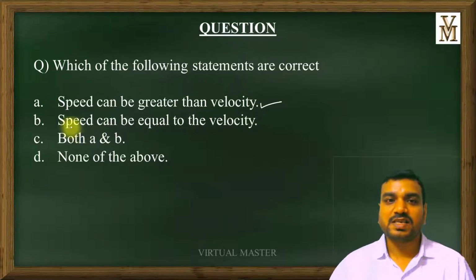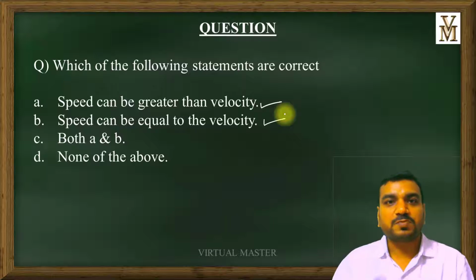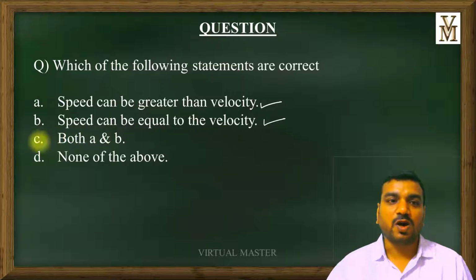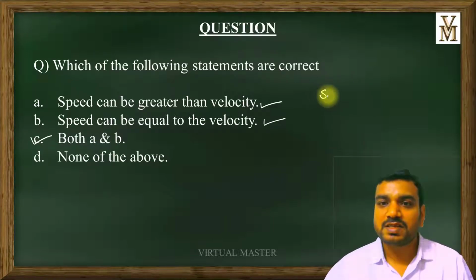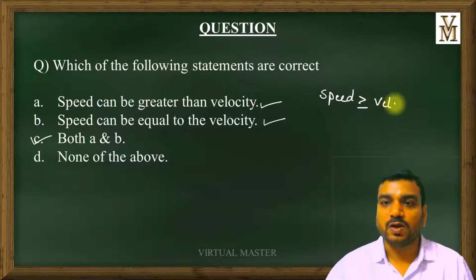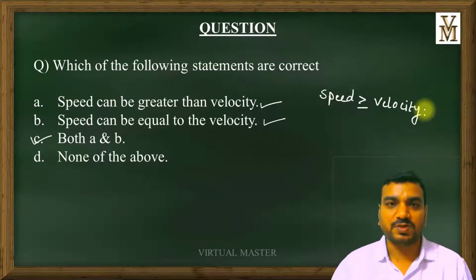The second statement is speed can be equal to the velocity. So this statement is also correct. So both statements A and B are correct, and the correct answer for this question is option C. I hope everyone has understood the answer, and we can generally write that speed is greater than or equal to velocity. I hope everyone has understood this.